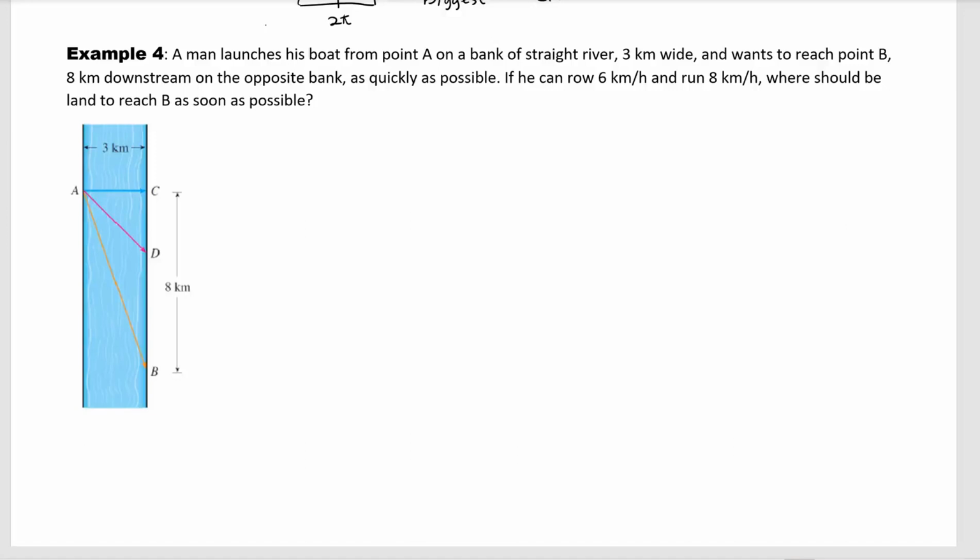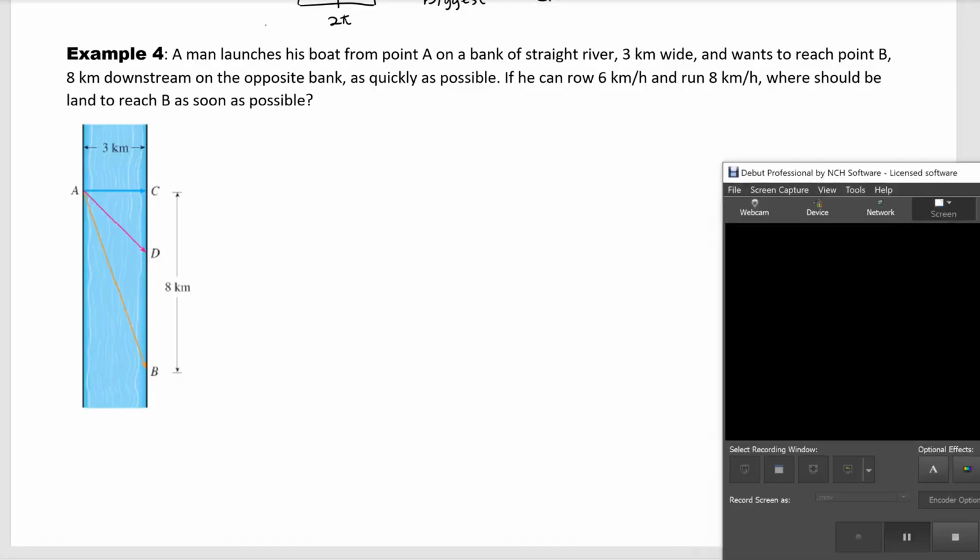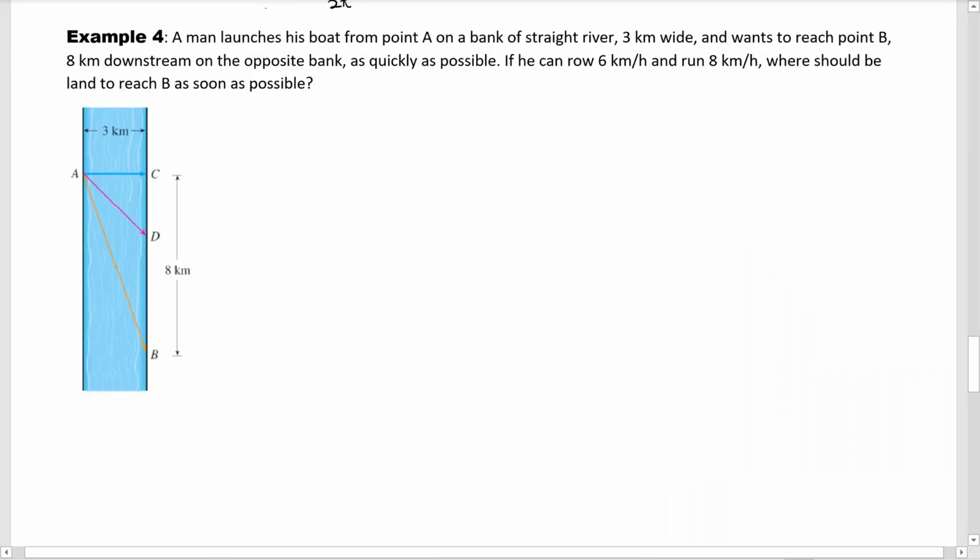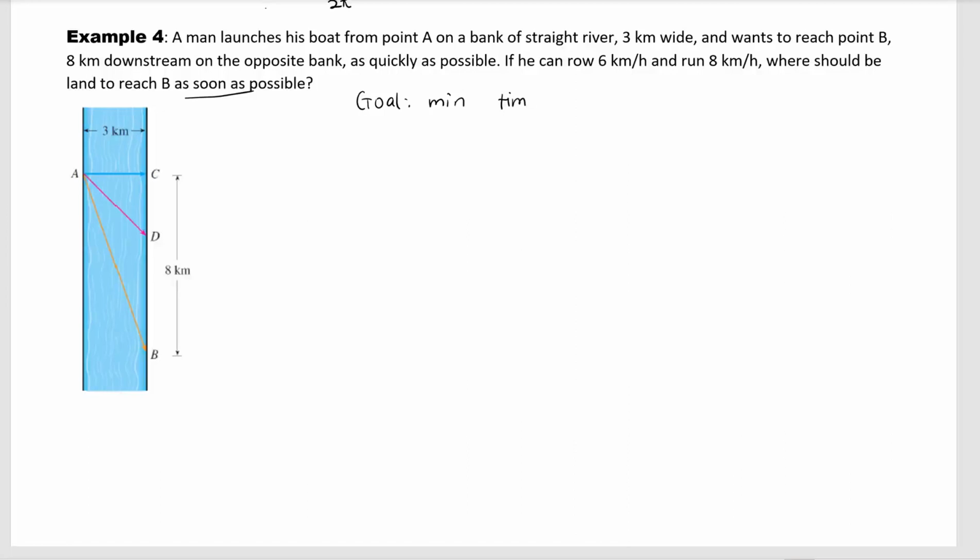All right, so this is the picture. Our goal is to reach point B as soon as possible. As soon as possible means we want to minimize the time. So how do we minimize the time? Let time be t. And we know that time equals distance over speed.